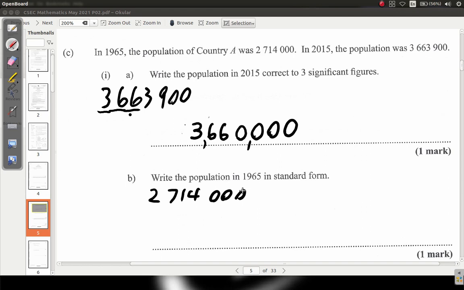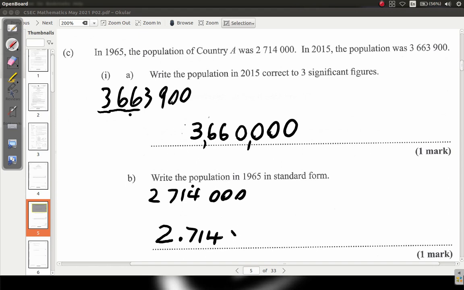Now, remember, the way you write in standard form, you have the first digit, 1 or 0, then the point, and the next digits 714. Then, remember, if you want 2.714, go back to 2,714,000. You have to multiply by a number.